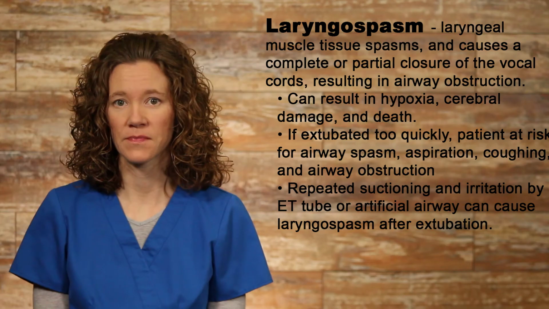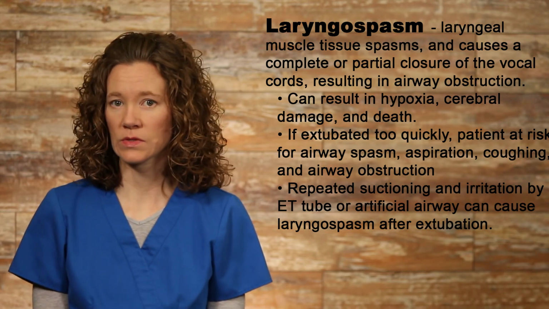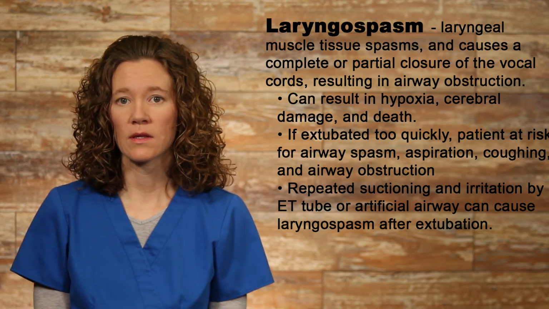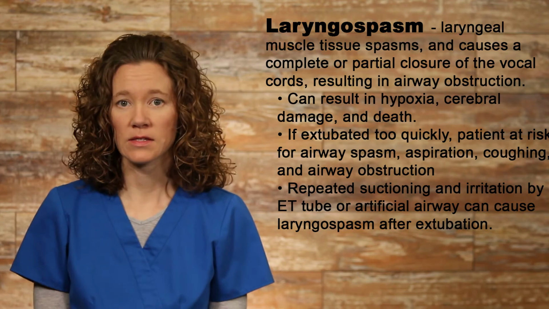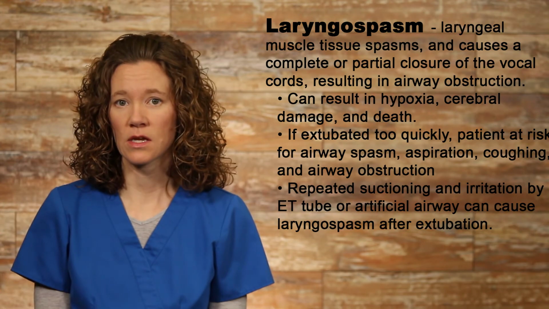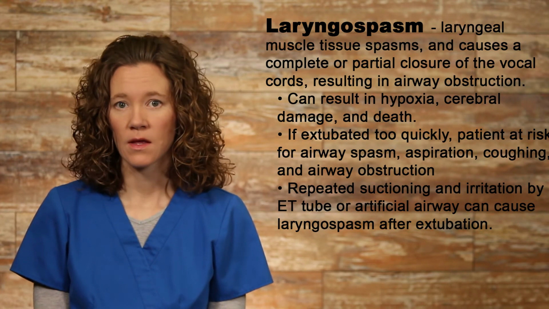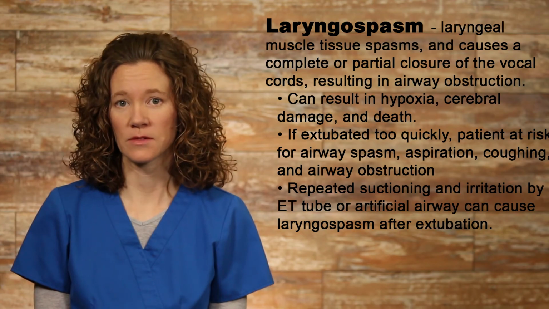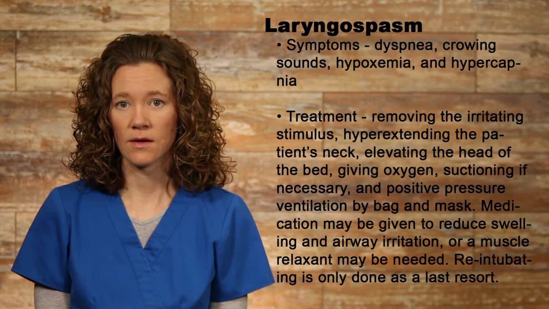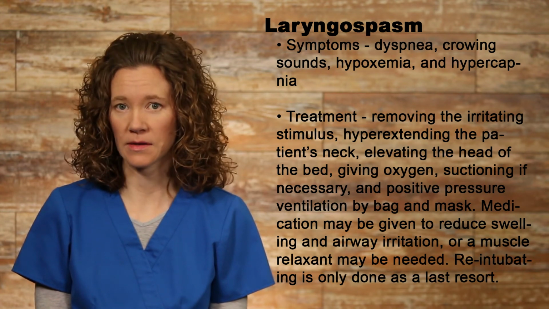Laryngospasm is another respiratory complication in which the laryngeal muscle tissue spasms and causes a complete or partial closure of the vocal cords, resulting in airway obstruction. If not treated, laryngospasm can result in hypoxia, cerebral damage, and death. If the patient is extubated too quickly, they are at risk for airway spasm, aspiration, coughing, and airway obstruction. If there is repeated suctioning and irritation by the ET tube or artificial airway, laryngospasm can occur after extubation. Symptoms of laryngospasm include dyspnea, crowing sounds, hypoxemia, and hypercapnia.